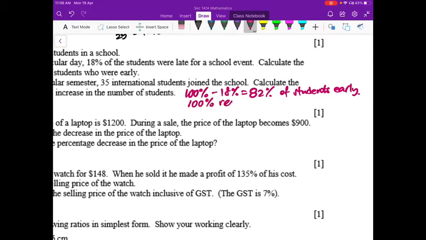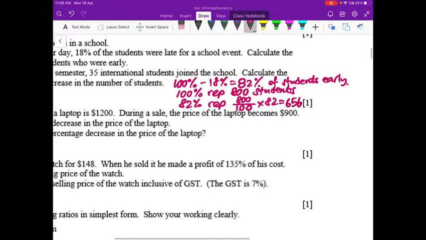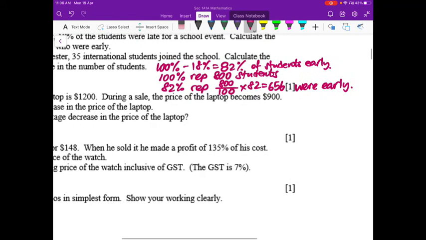So the presentation can be as such. 100% represents 800 students. So we wanted 82%. Will now represent, and then you do your same working. 800 over 100 times 82. Cannot see properly. Okay, hang on. 656 were early. Okay? So the first part A, 656 were early. Okay, I'll change color for you.